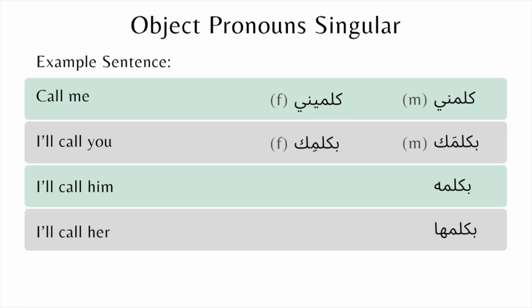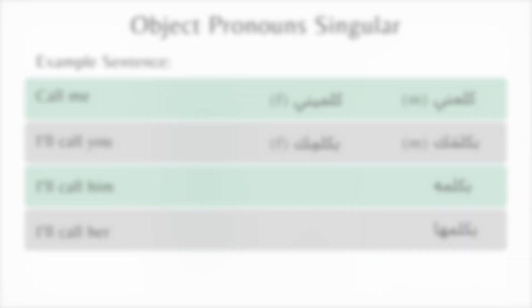To say call me, if you're talking to a male, you would say كلمني. If you're talking to a female, you would say كلميني. To say I'll call you, if you're addressing a male, you would say بكلمك. If you're addressing a female, you would say بكلمك. To say I'll call him, you say بكلمه. To say I'll call her, you would say بكلمها.